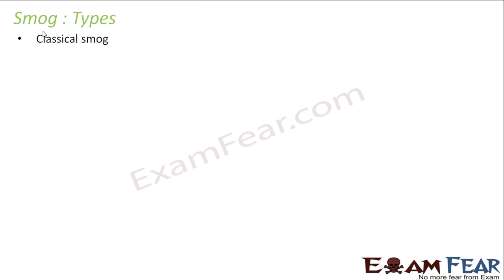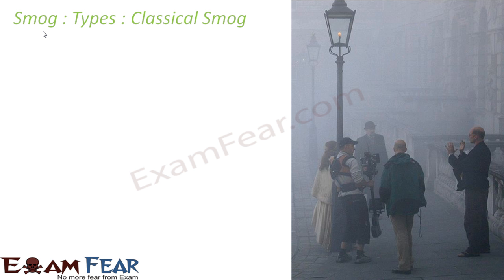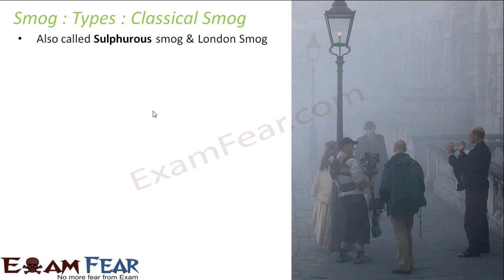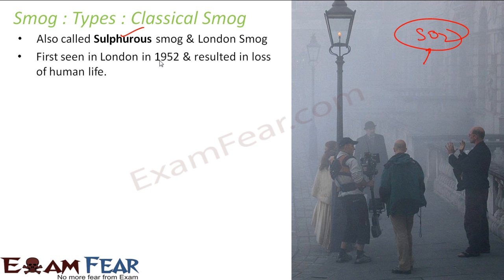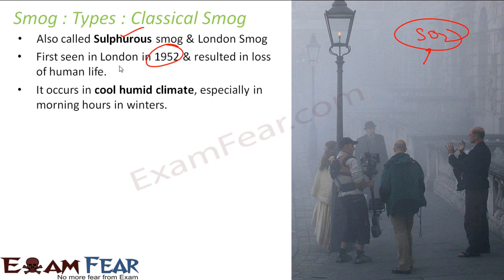Correct? So as I told, there are two types of smog, classical smog and photochemical smog. Let's understand the classical smog. This is also called sulfurous smog or London smog. Sulfurous smog because it has sulfur. And why it's called London smog, because first it was in 1952 in London, and that resulted in loss of a lot of human lives also.